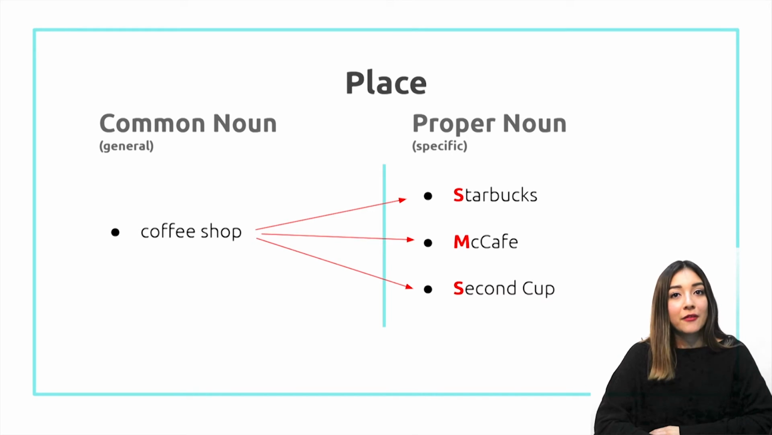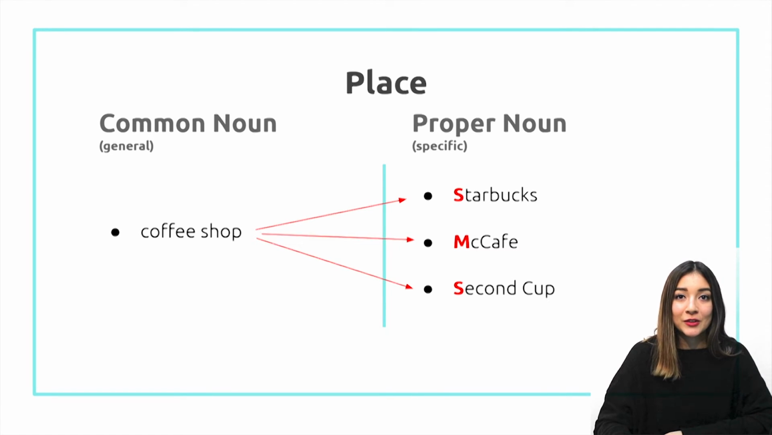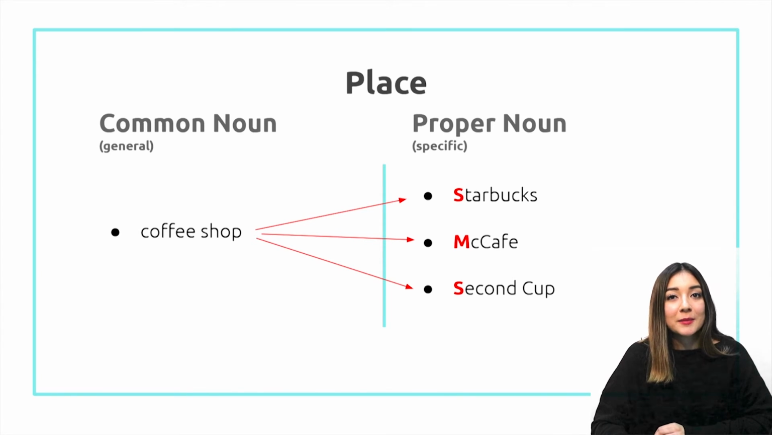But if I were to say, let's go to a coffee shop later, really, you could answer with any specific place. Starbucks, McCafe, Second Cup, your local coffee shop that you really enjoy. Because now when we're talking about getting specific, we're just naming a place.